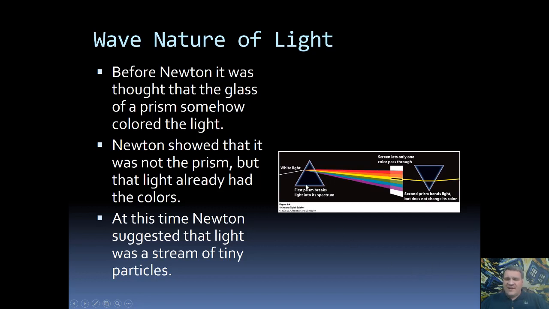Well, when he actually ran the experiment and shined the only yellow light through the prism, he found that there was only yellow light on the other side. There was no change. What this means is that the glass didn't add anything to the light. And if the second prism didn't add anything to the light, then the first prism didn't add anything to the light, which means that the white light must already have all of the different colors. All the glass is doing is spreading it out so that we can see the individual colors.